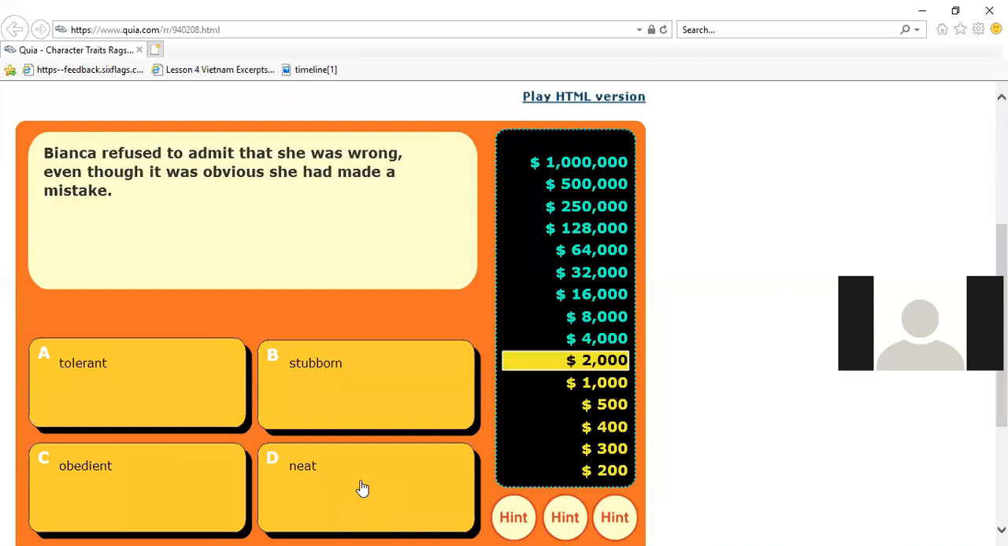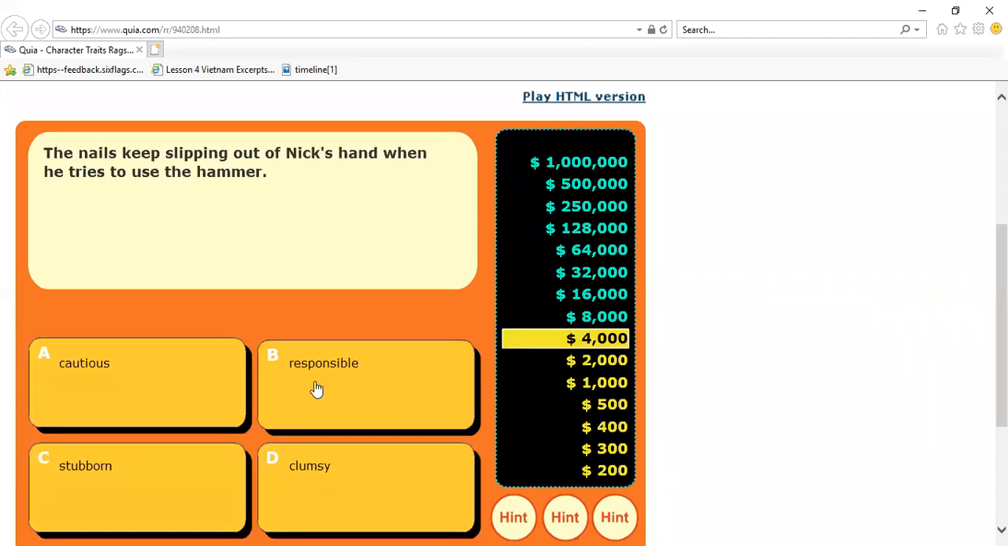Jeremiah, would you like to do one? Yes. Okay, Bianca refused to admit that she was wrong, even though it was obvious she had made a mistake. A, tolerant, B, stubborn, C, obedient, or D, neat. Now, which one can I totally eliminate, Jeremiah? D. Okay, nothing to do with neat in this story, okay? So A, tolerant, B, stubborn, C, obedient. What do you think? Stubborn. Why, Jeremiah? Because she knew she had made a mistake, but she didn't want to admit it. Good job, Jeremiah. We're at 4,000, guys.